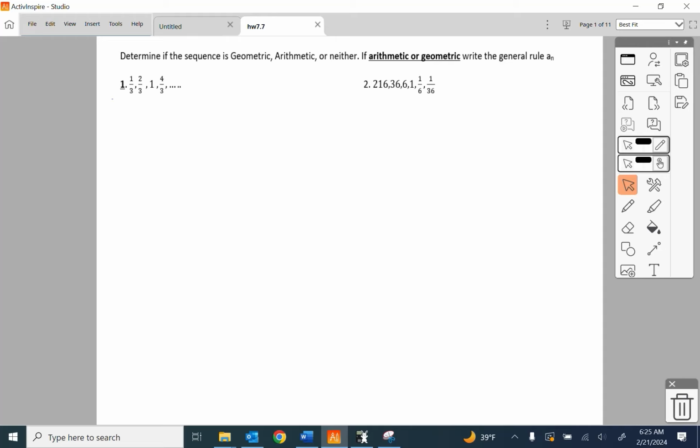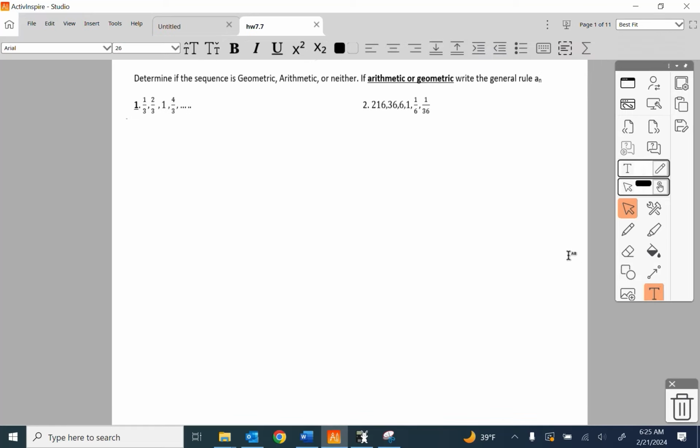All right, so what do we got here? This is the 7.7 homework. You're supposed to determine if a sequence is geometric, arithmetic, or neither. If it's arithmetic or geometric, you write the general rule. And I guess for some of you, what might be important is, how do I know? Because I stink at math.